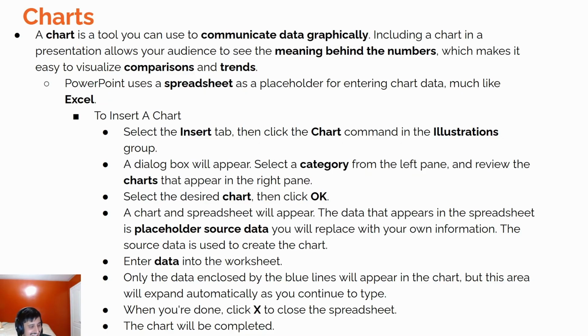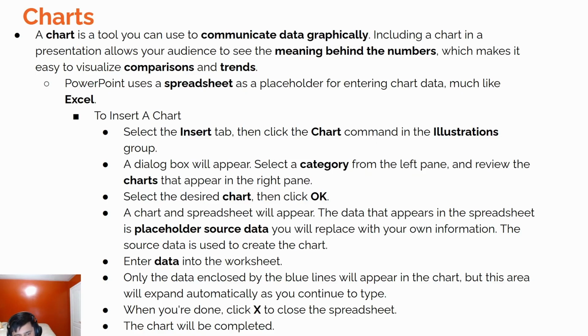Again, the Insert tab, right? Number one culprit, right? So we go to the Insert tab, then we click on the Chart command, and then a dialog box will appear. We select a category from the left pane and review the charts that appear in the right pane. Then we select the desired chart and click OK.